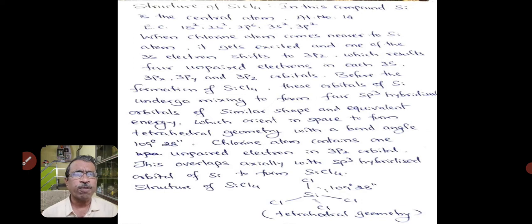Before the formation of silicon tetrachloride, these orbitals of silicon undergo mixing to form 4 sp3 hybridized orbitals of similar shape and equivalent energy, which orient in space to form tetrahedral geometry with a bond angle 109°28'. A chlorine atom contains 1 unpaired electron in the 3pz orbital. This overlaps axially with the sp3 hybridized orbitals of silicon to form silicon tetrachloride.